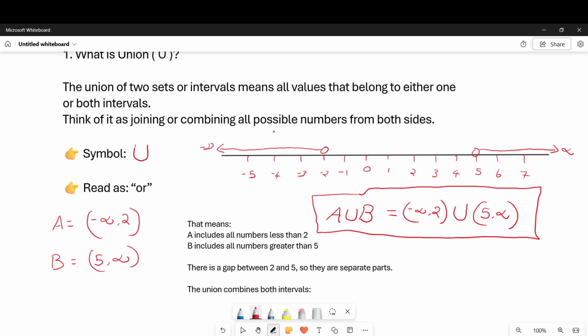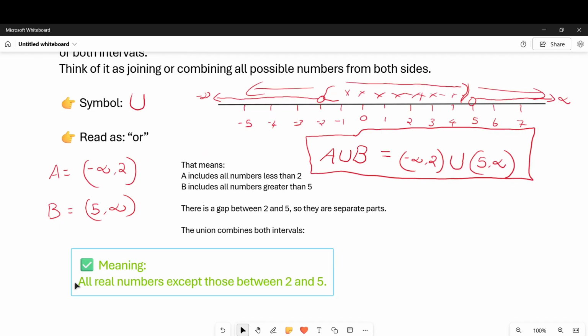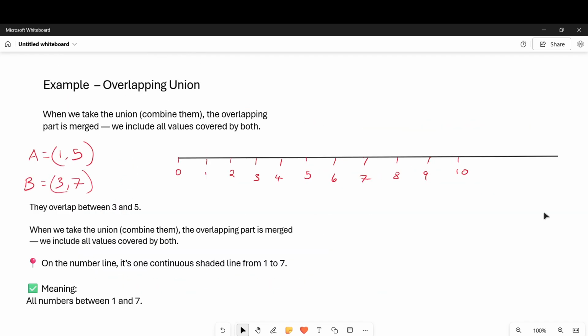That means all the real numbers except this region. This region is not included. The balance, all other numbers, are included in this interval notation. Okay, this is the meaning we need to read from this equation. Yes, this is it. Okay, let's see an example.